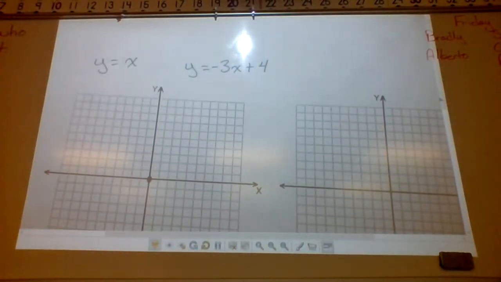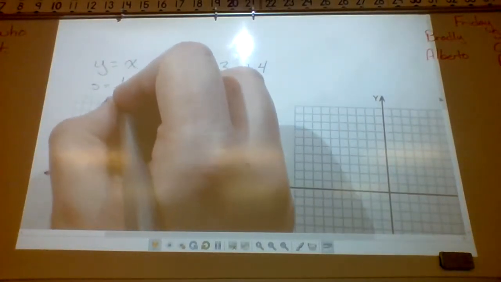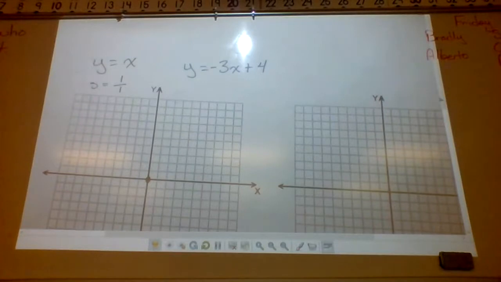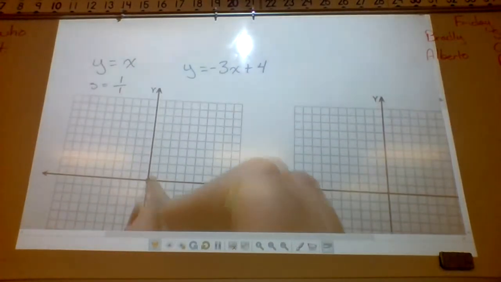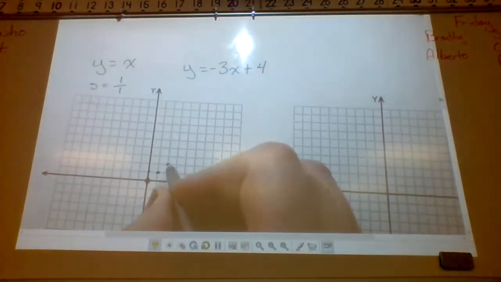Now your slope tells you how to move. If the slope was 1, write it as a fraction, 1 over 1. Which direction do we move? 1 up. Which side? To the right. Go up 1, right 1. From that point, where do you go? Up 1, right 1.